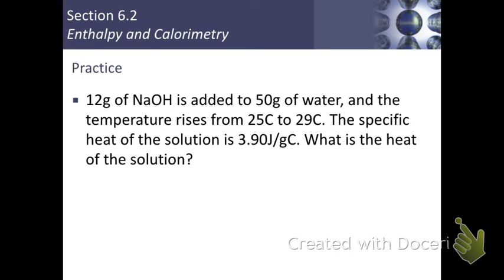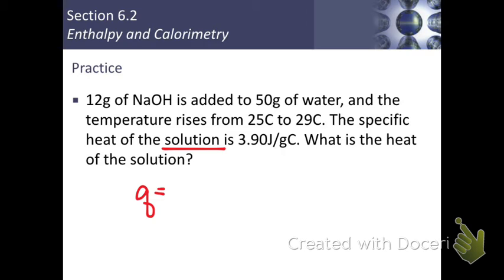All right, now let's try adding two substances together. So now we're going to have some mixtures. We're going to have some different things that we have to pay attention to. This says 12 grams of NaOH is added to 50 grams of water. The temperature rises from 25 to 29. Specific heat of the solution is 3.9. What's the heat of the solution? Okay. So in this scenario, the only thing that we have to change, since they gave us the specific heat of the solution, not of the individual NaOH and water, is that the mass has to be the masses added together.